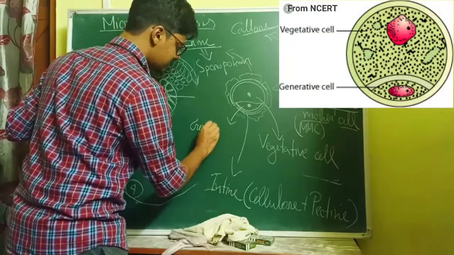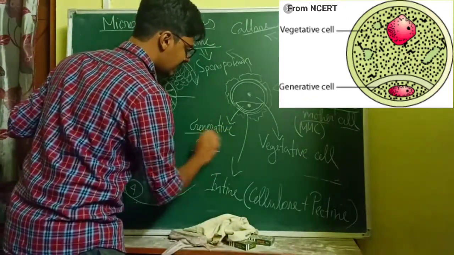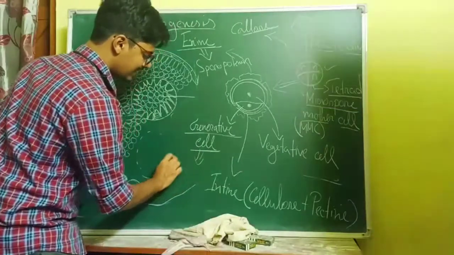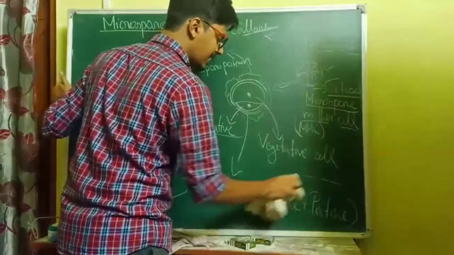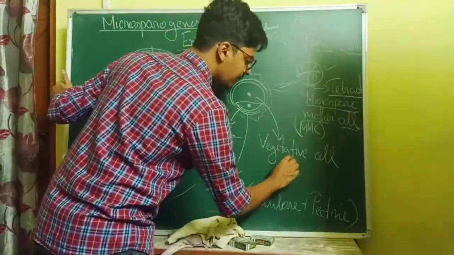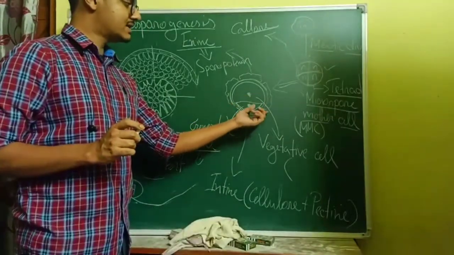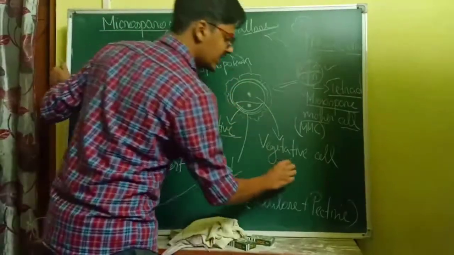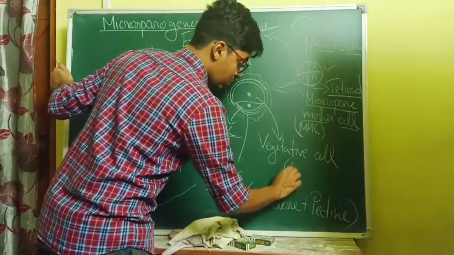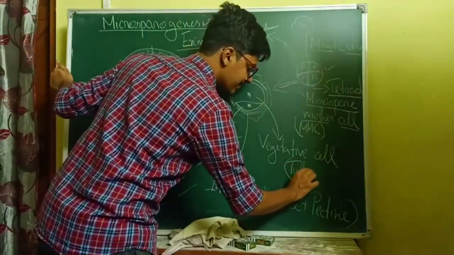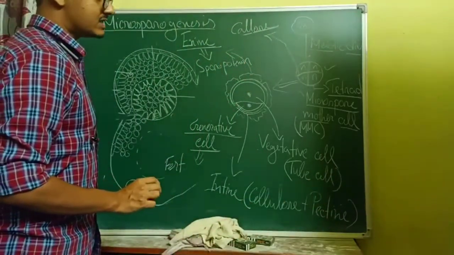Why vegetative cell and generative cell? Because this generative cell will later take part in fertilization, but this vegetative cell will not take part in fertilization. It will form the pollen tube. We have studied about the pollen tube in lower classes also, in class 10, right? That pollen tube will be formed from this cell, and because of that the vegetative cell is also known as the tube cell.